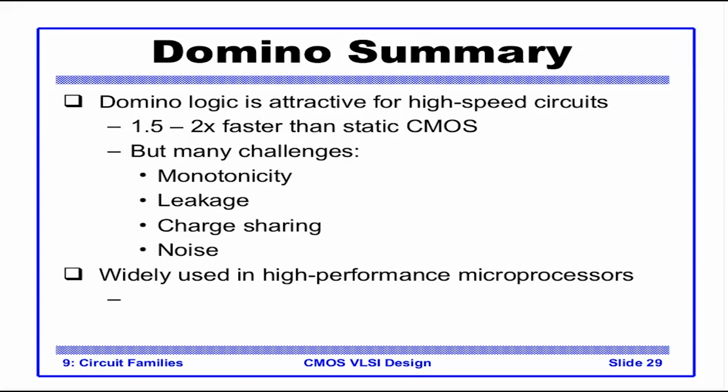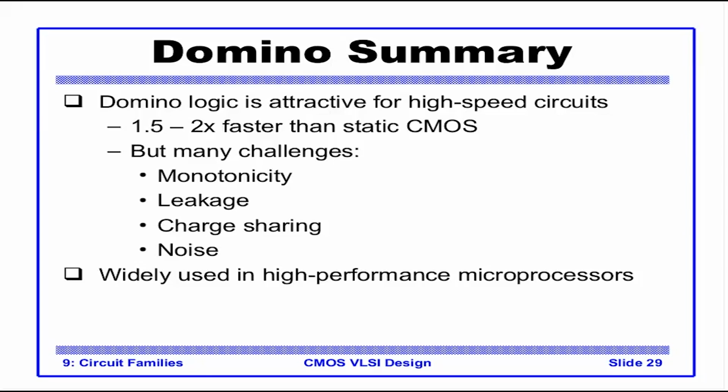So, summary: domino logic is very attractive for high speed circuits. It is about 1.5 to 2x faster than static CMOS. Why is it faster? Only because inputs and outputs do not see the amount of capacitance seen by static CMOS, since we replace the pull-up network by a clocked PMOS. But there are many challenges. We saw monotonicity, we saw leakage, we saw charge sharing, we saw noise margins.